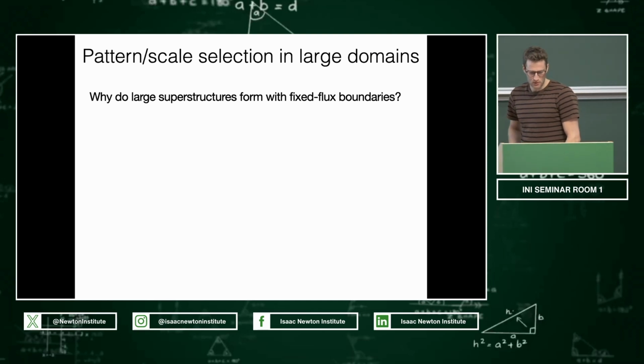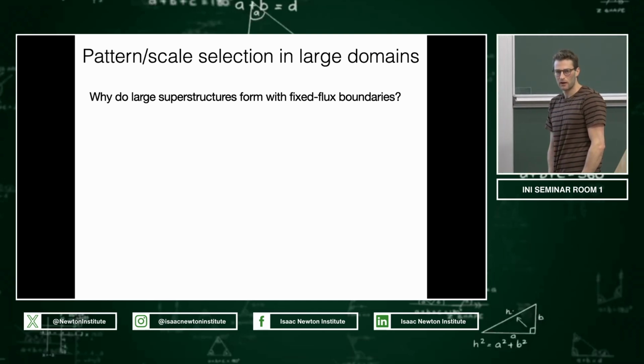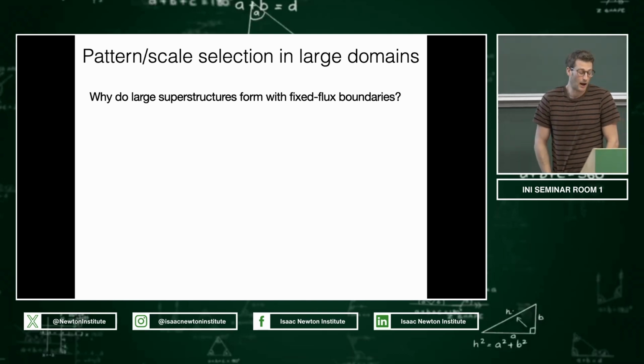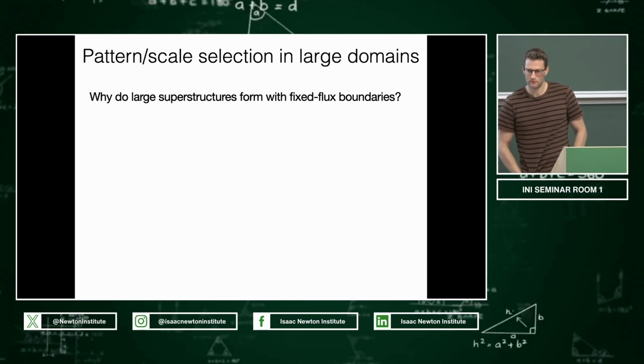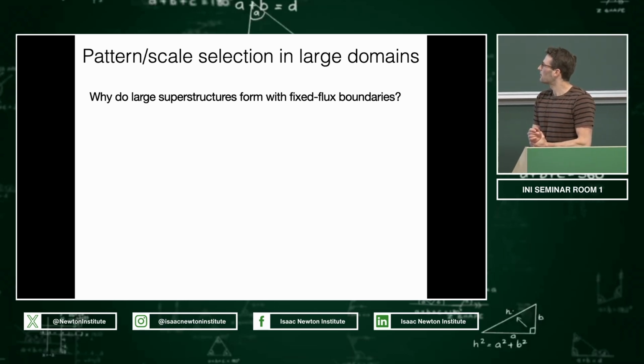So the obvious question is, why do these really large superstructures form when you have fixed flux boundary conditions? I don't have a good answer for this. I don't have time to explain some partial answers that have been suggested, but the reason I really don't think anyone understands this is because I've never seen an explanation of why 2D is different.